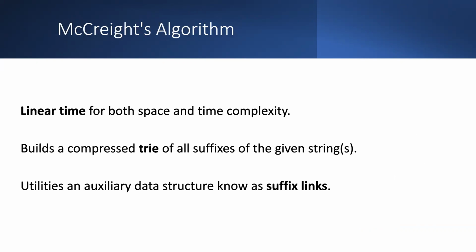The algorithm that I'll be presenting on today is called McCreight's algorithm. McCreight's algorithm allows us to build a suffix tree in linear time for both space and time complexity. It builds a trie of all suffixes of the given strings. One of the things that makes this algorithm special is that it utilizes an auxiliary data structure called suffix links, which we'll describe in more detail later.